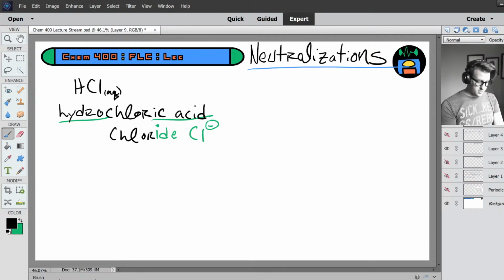Now let's take a look at our base. Here we have sodium hydroxide.